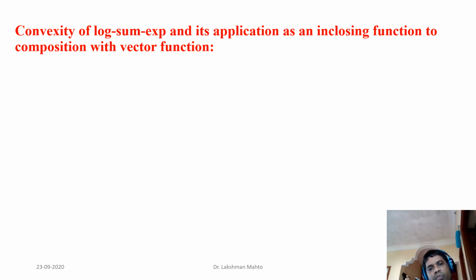Now, the main important thing is that with composition with vector functions, the first thing is how to establish convexity of log sum exp. We had already seen the convexity of log sum exp during the second order characterization of convexity, because the log sum exponential function is a very nice, differentiable function. You can easily find its Hessian, and after seeing the Hessian you had already claimed that log sum exponential is a convex function.